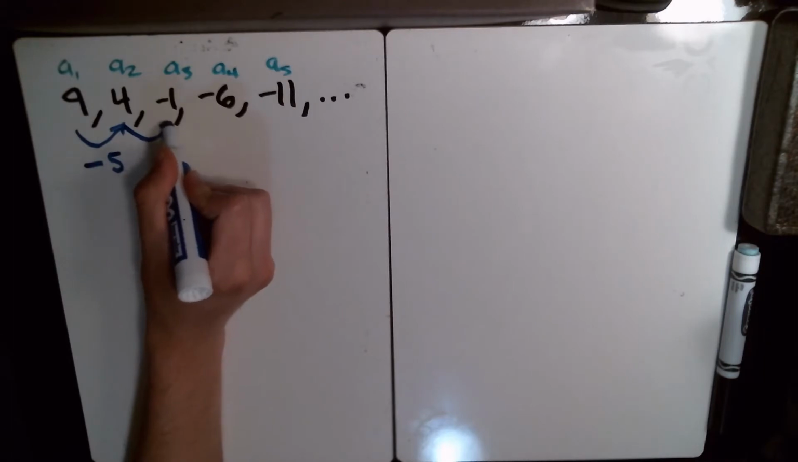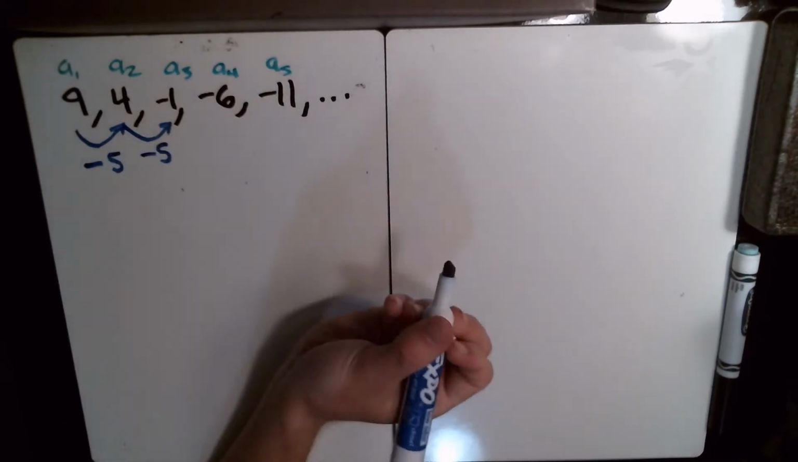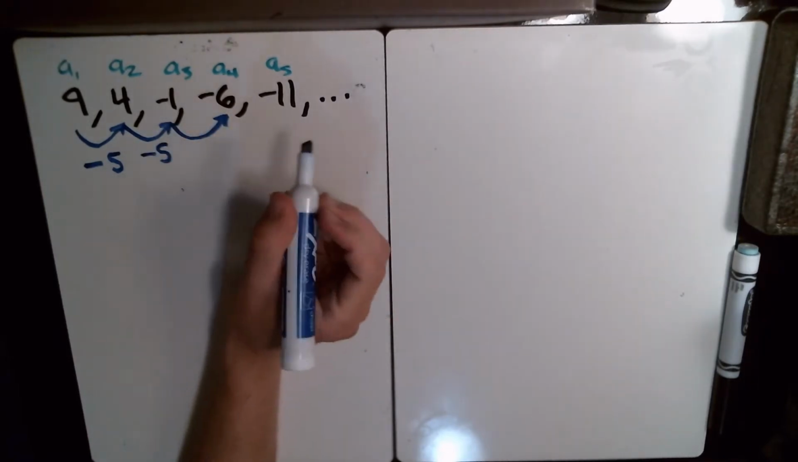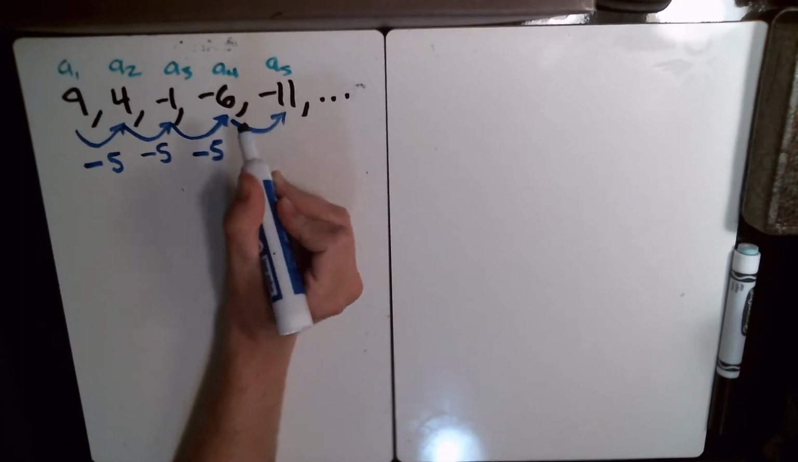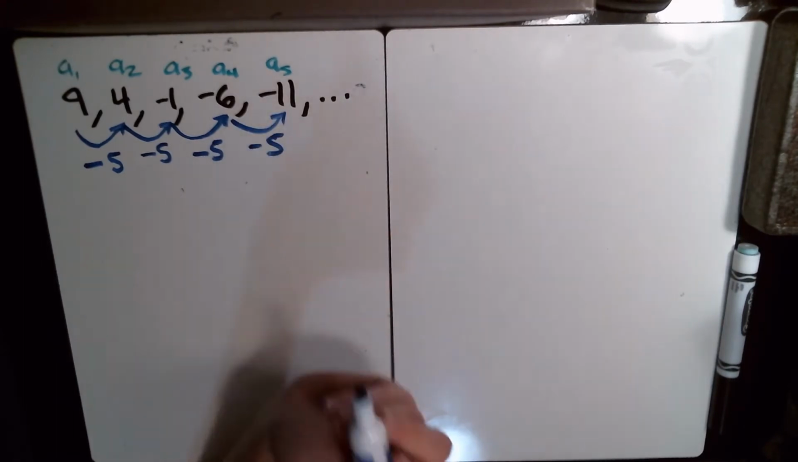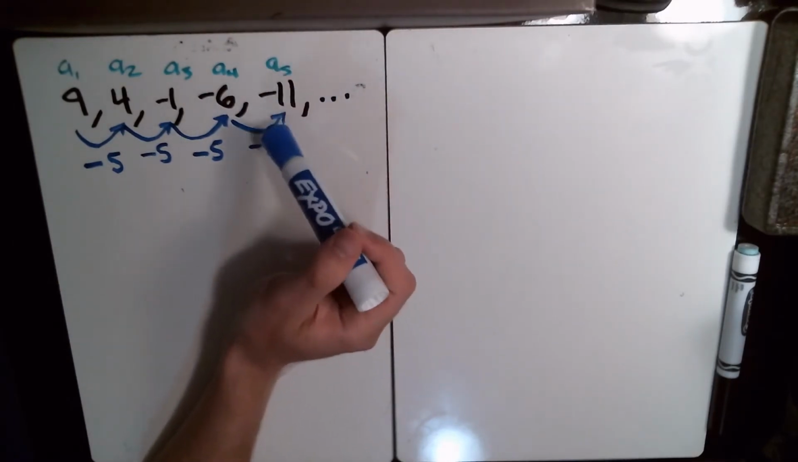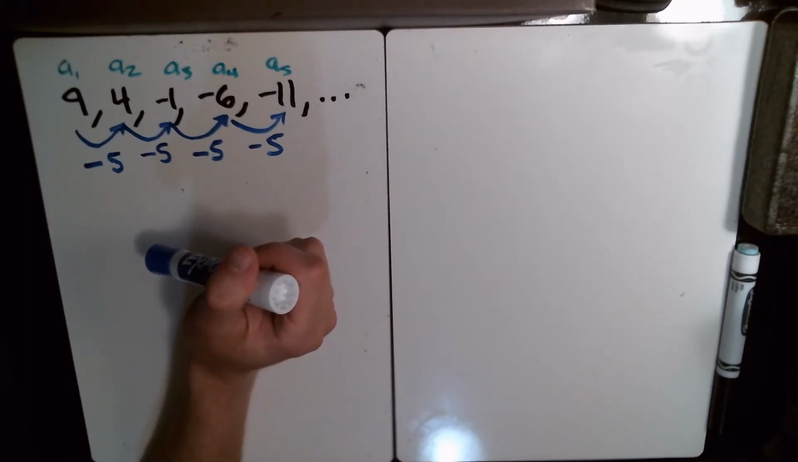Well, what happens to get from 4 to -1? What do you have to do? You also have to subtract 5, right? And to get from -1 to -6, you also subtract 5, and so on, okay? So you'll notice here, in this sequence, the pattern is, for every one that you go, you subtract 5 from the previous number to get the next number.